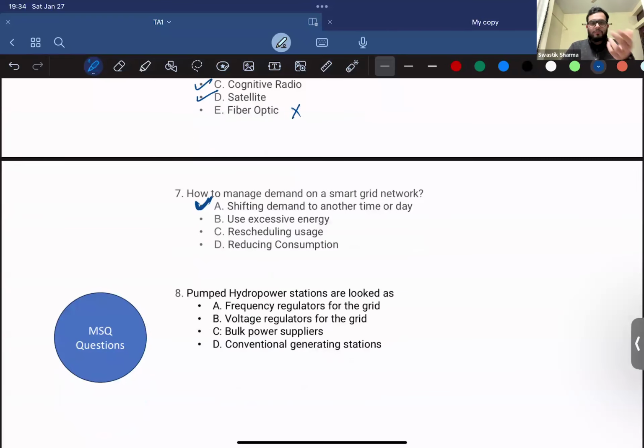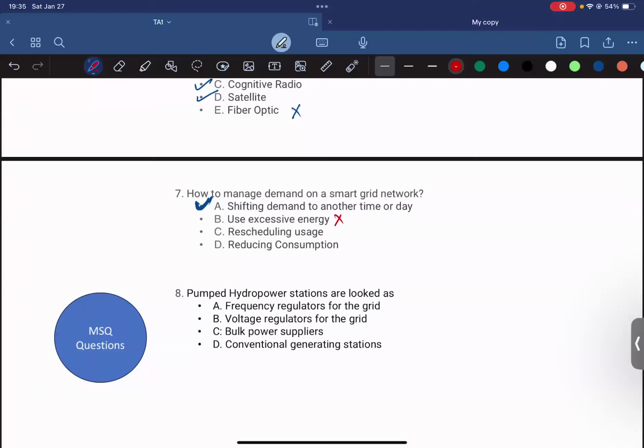We can say, let's say, during solar hours, try and charge your EV. When we have solar hours, what happens? There is an abundance of solar power, and the solar power could be used to supply these EV loads. And we can say, charge it at night, let's say in night to early morning when we don't have peak, when we have valleys. Then use excessive energy. Should we use excessive energy to manage demand at smart grid? I don't think so. So yeah.